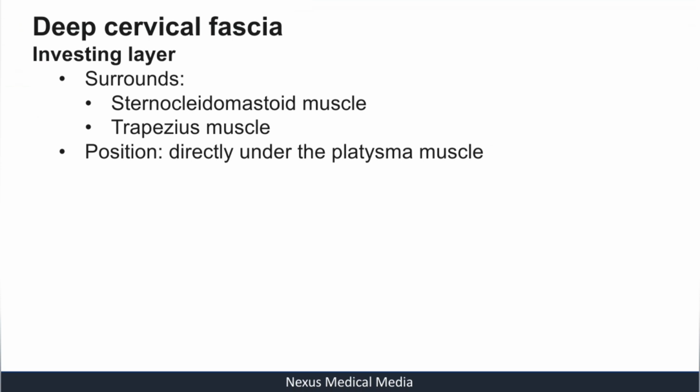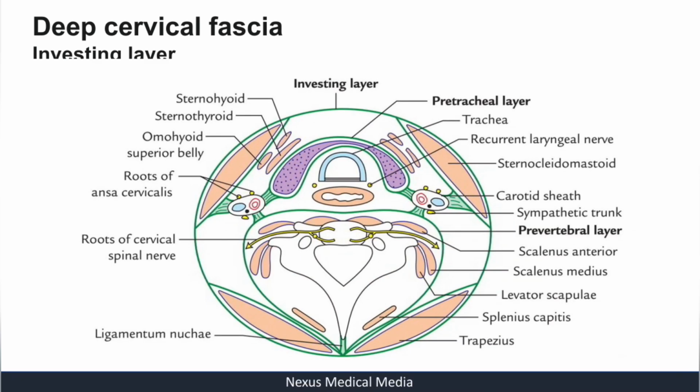Deep cervical fascia. The deep cervical fascia has 3 layers. The first one is the investing layer. The investing layer surrounds the sternocleidomastoid muscle and the trapezius muscle, and its position is directly under the platysma muscle. As you can see here, this is the investing fascia, and you can see it splitting here. It contains this sternocleidomastoid, and on the back you can see the trapezius. That's the investing layer, the first layer.